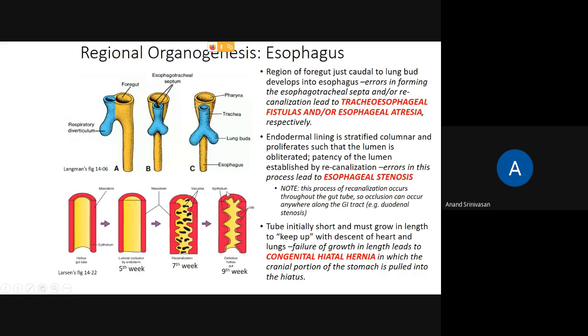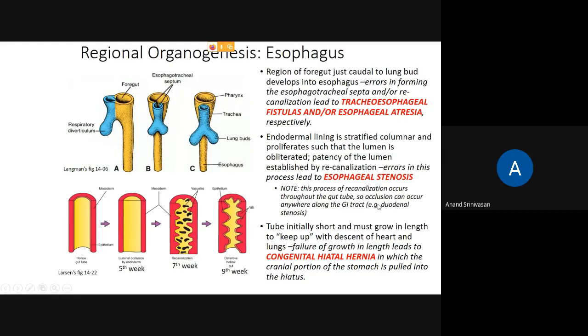If there is any error in this vacuole formation or in the union of these vacuoles, it can lead on to esophageal stenosis. This is the same mechanism by which stenosis occurs in other parts of the GIT as well, for example, the duodenal stenosis.